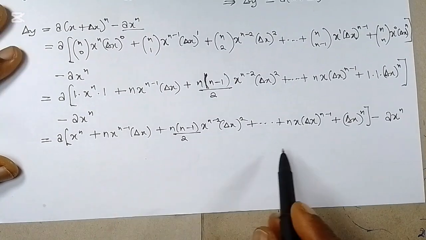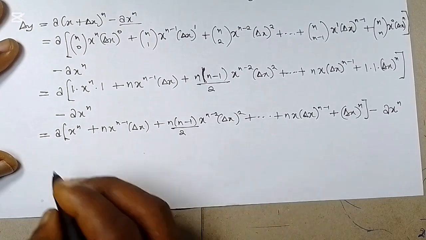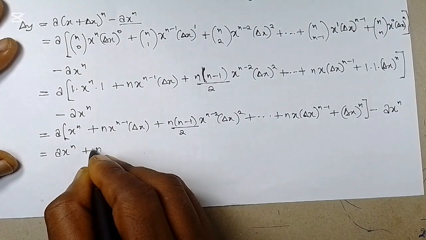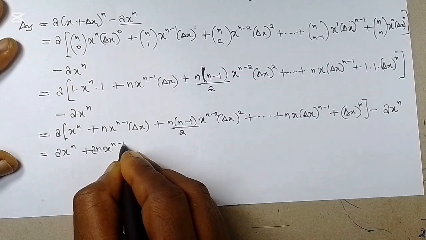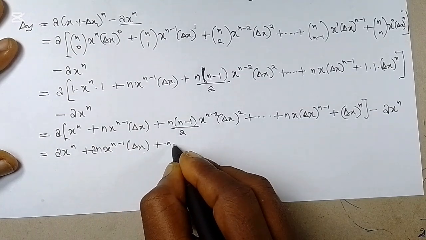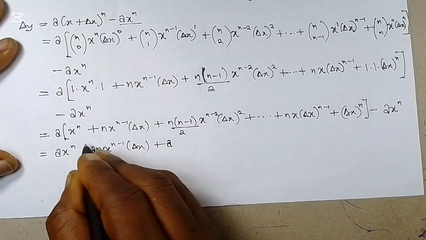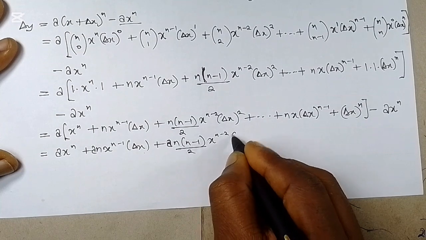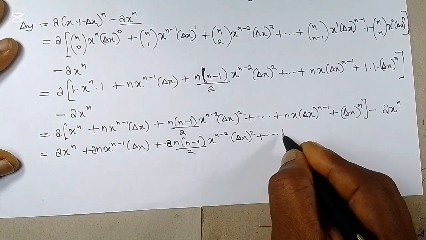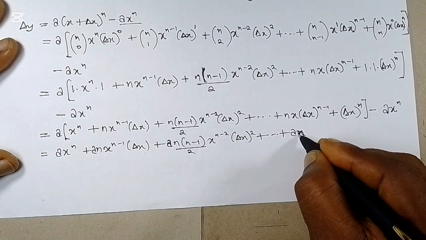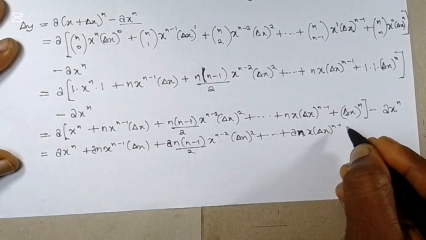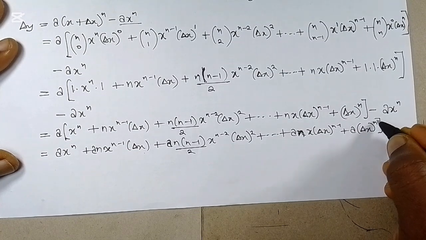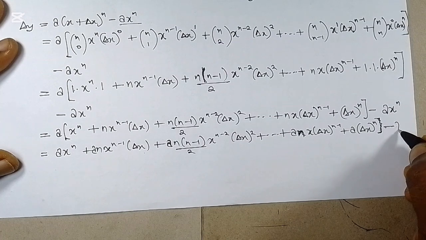Now, on expanding, take note, your a's would open up this bracket. So let's use our a to open up this bracket. You have a x^n plus n times a, which is a n x^(n-1) change in x, plus, let's put our a first of all, a times this will give you a n(n-1)/2 x^(n-2) change in x all squared, plus ellipsis, plus a n x (change in x)^(n-1), plus a (change in x)^n, rather, a x^n.